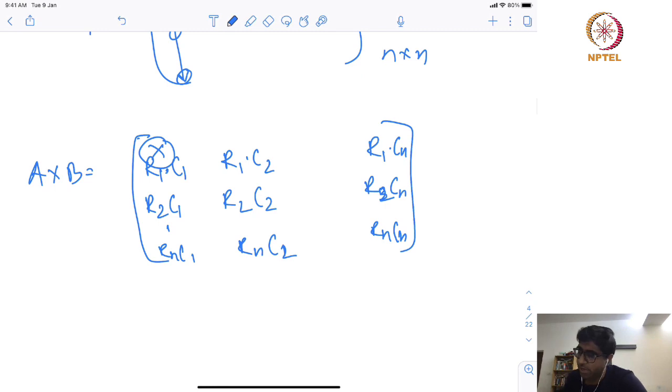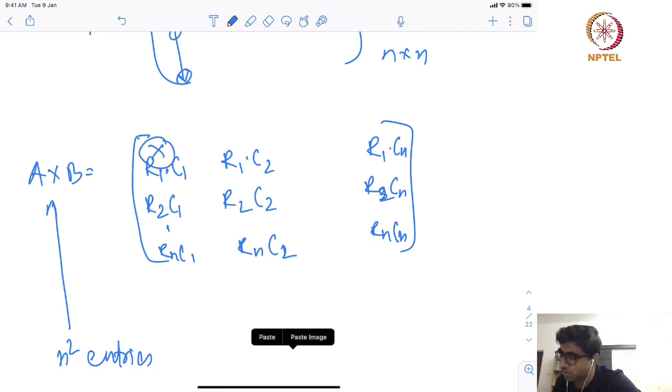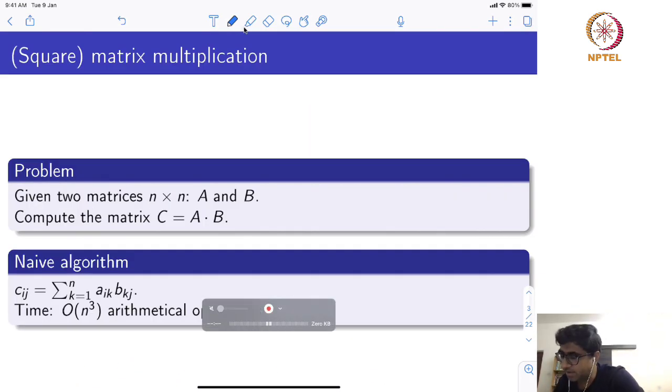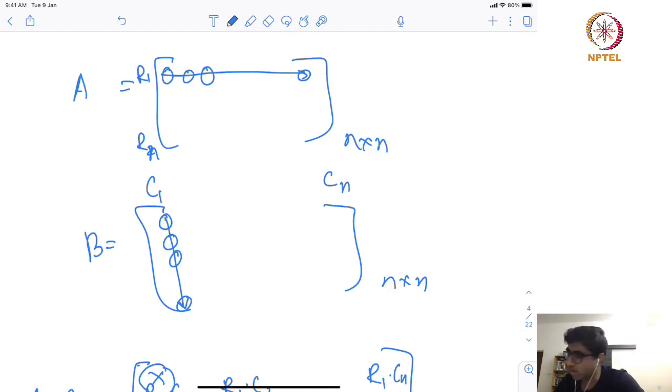Now, A cross B also has n square entries, and each dot product is nothing but n multiplications. So, overall in n cube time you should be able to do this. So, Cij is the sum over k of Aik Bkj. You have a total of n cube arithmetic operations. So, you can do square matrix multiplication in n cube arithmetic operations. Okay. So, this is just the classical algorithm.